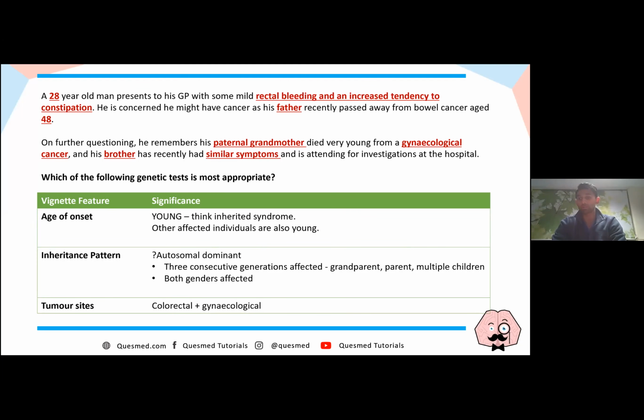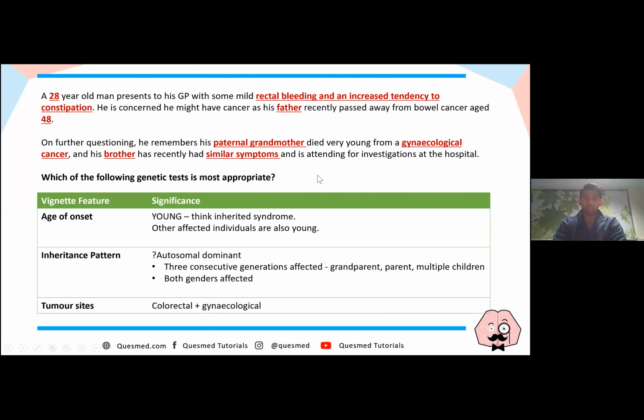So we've got multiple people within a family likely presenting with symptoms of a cancer. And the second thing to think about is what is the apparent inheritance pattern in this vignette? So all 3 generations or consecutive generations are affected. Okay, so we've got a grandparent, we've got the father, and we've got the patient and his sibling. So that suggests a dominant inheritance pattern. And we've got a grandmother and also a number of male affected individuals. So both sexes affected. So in general, you would think that this is an autosomal dominant like inheritance pattern.